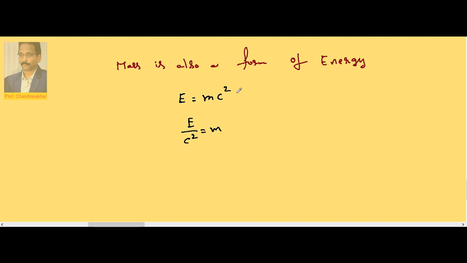Now, Einstein assumed that mass is also a form of energy. Because of this, he suggested that mass can be converted into energy and energy can be converted into mass, and proposed a relation, the Einstein mass energy relation, E is equal to mc square. That means if I have a mass m, I can convert it into an energy equal to mc square. Or if you have energy E, then it can be converted into a mass equal to m. So this is mass energy equivalence.